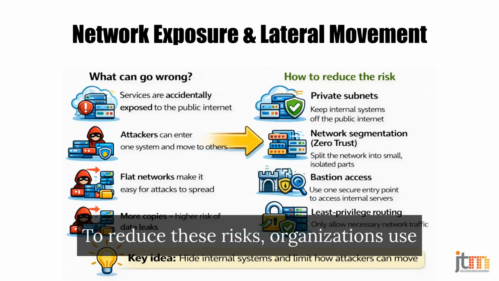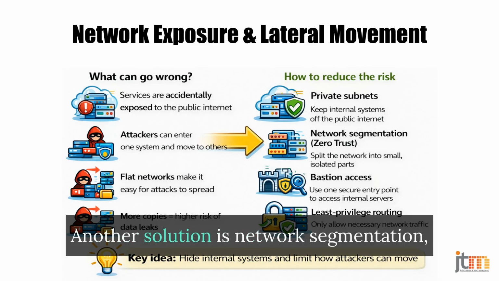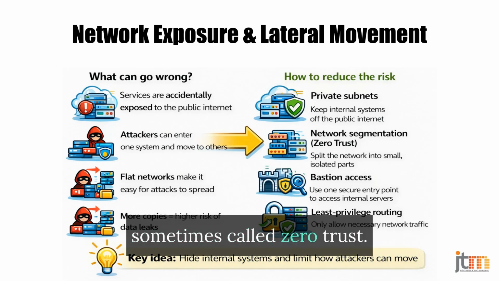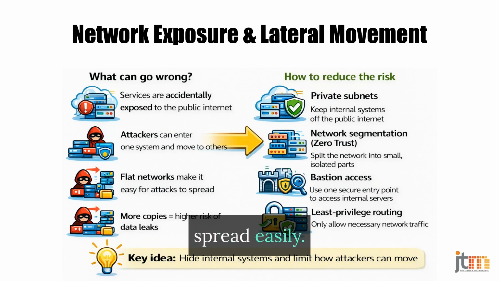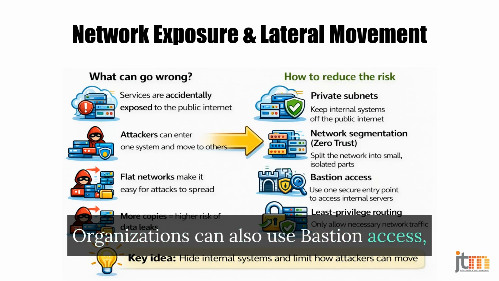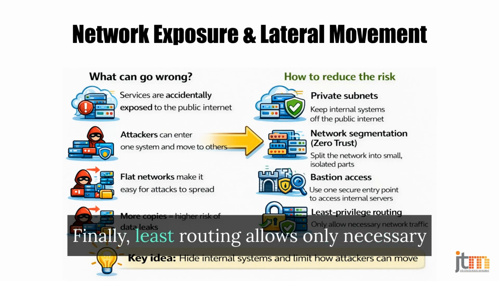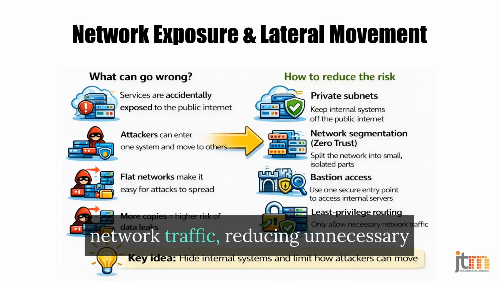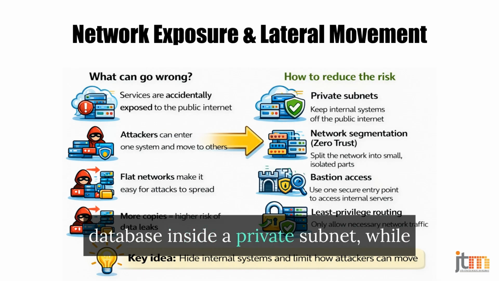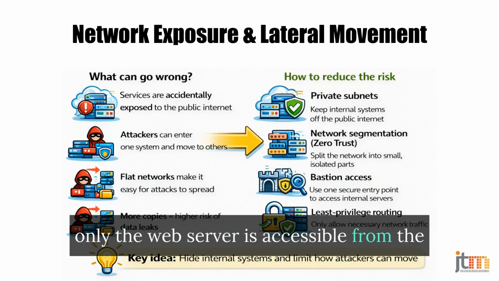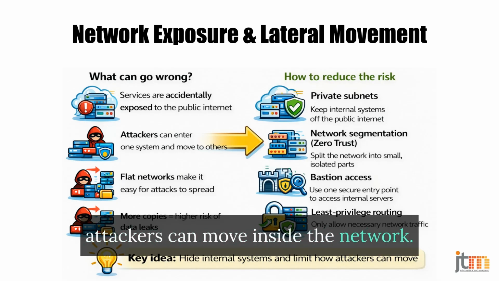To reduce these risks, organizations use private subnets. This keeps internal systems off the public internet. Another solution is network segmentation, sometimes called zero trust. This means splitting the network into small, isolated parts, so attacks cannot spread easily. Organizations can also use bastion access, which means a single secure entry point used to access internal servers. Finally, least privilege routing allows only necessary network traffic, reducing unnecessary connections. For example, a company may keep its database inside a private subnet, while only the web server is accessible from the internet. The key idea is simple. Hide internal systems and limit how attackers can move inside the network.